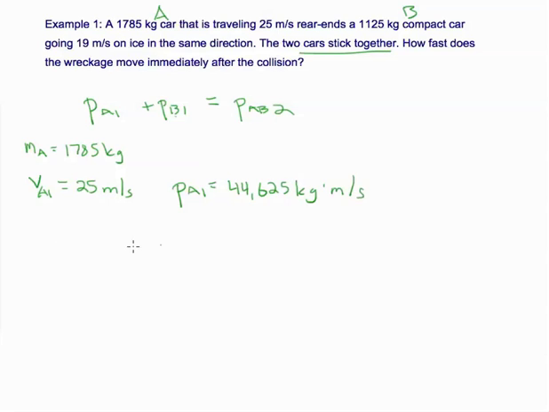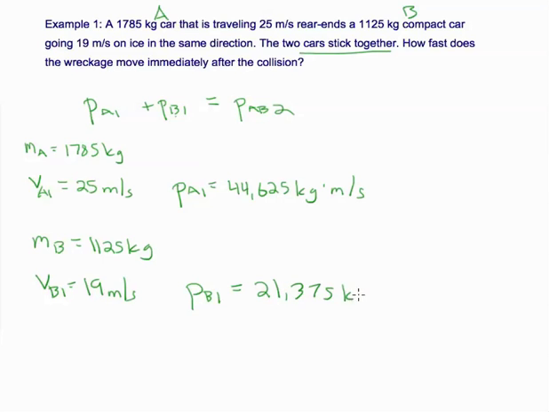And our mass of B, and we don't have to say 1 or 2 because the mass doesn't change for this individual object. And the velocity of object B at the beginning was 19 meters per second. And we can solve for the momentum by doing mass times velocity. We'll get 21,375 kilogram times meters per second.